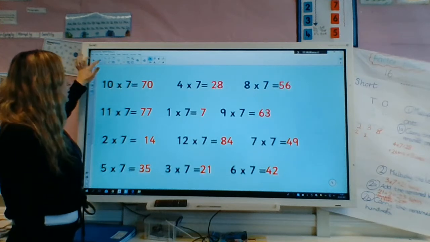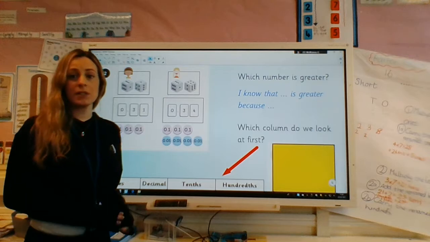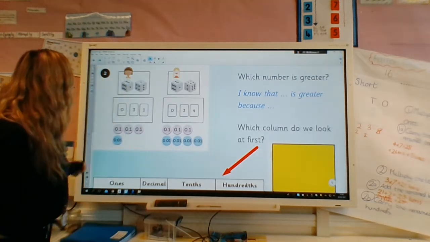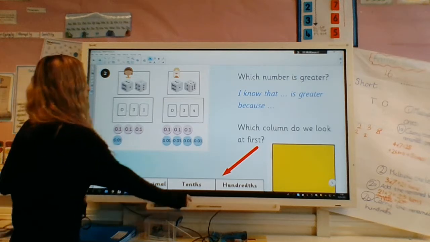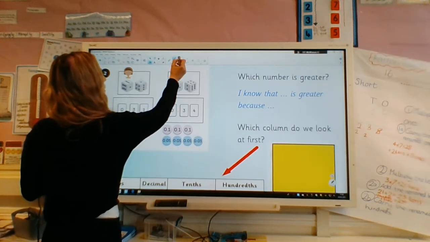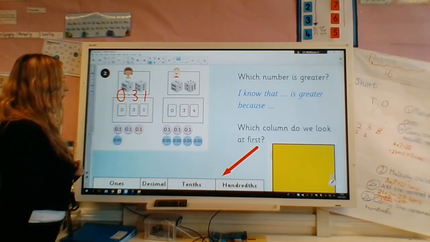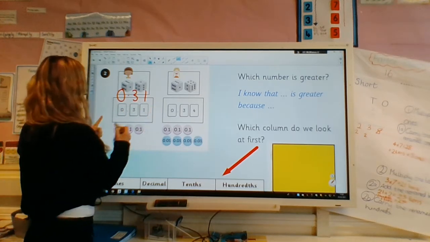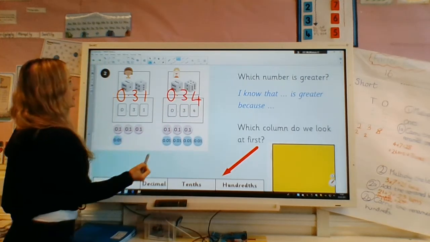And now we are moving on to decimals. So we're comparing decimals to see which ones are bigger, which ones are smaller today. So I just want you to have a look at this one here. We've got 0.31. I'm just going to make this a little bit bigger so it stands out. So we've got 0.31, and that's represented here. And we've got 0.34, and that's represented here.